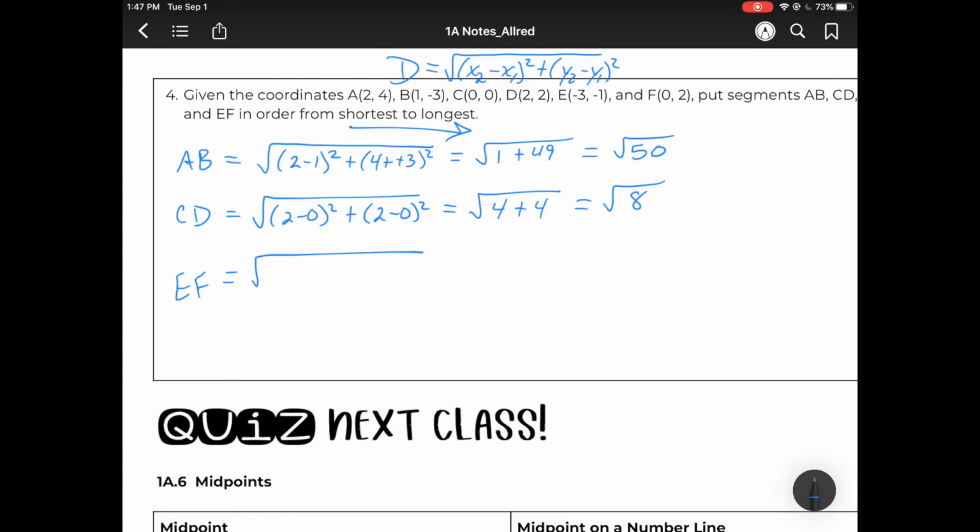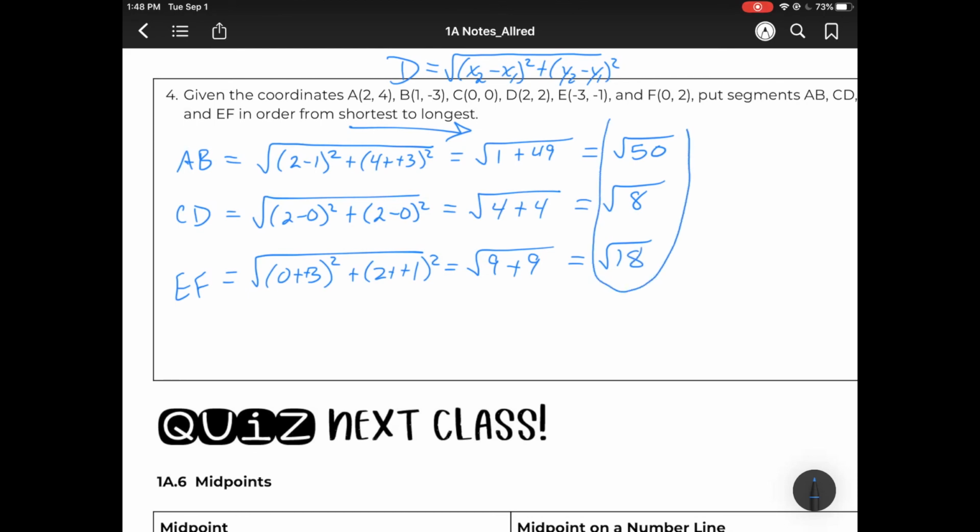Same idea for EF. Between E and F, the x-coordinates are negative 3 and 0. So if I did 0 minus negative 3, that turns it into plus positive. And the y values are 2 and negative 1, so I would do 2 minus negative 1, turning that into plus positive. That ends up being 3 squared plus 3 squared, or 9 plus 9, which is the square root of 18.